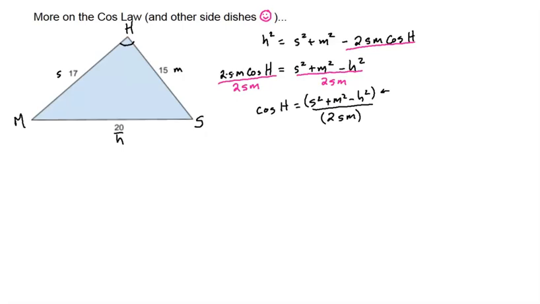So your final step would be, if I wanted H all by itself, I would have to take the inverse cos of this ugly bracket. You get the inverse cos by doing second, cos on your calculator. So s squared plus m squared minus h squared, all divided by 2sm.